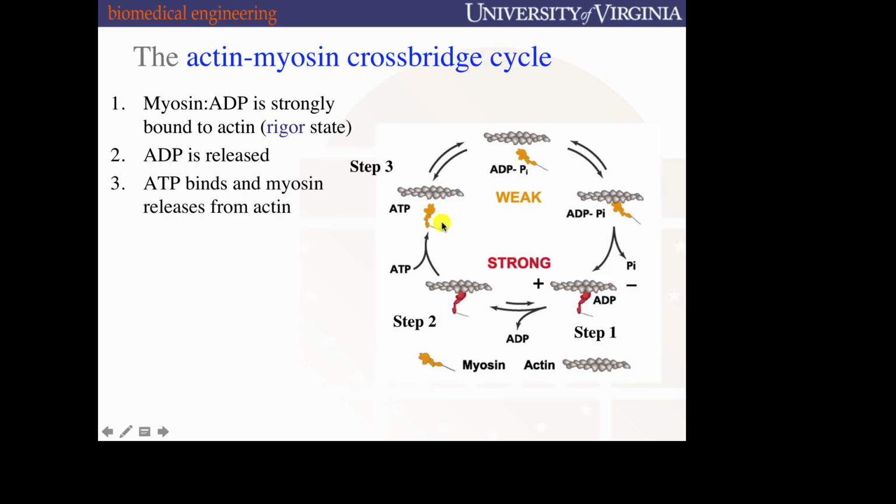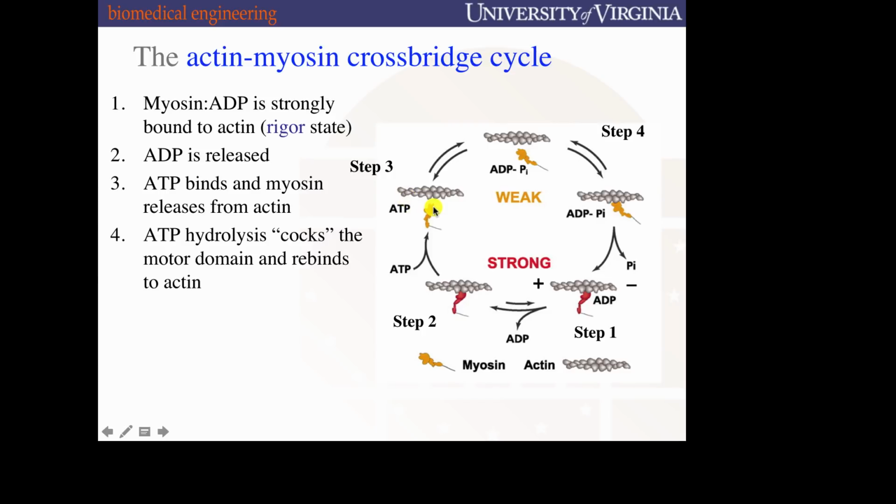Step 3 and 4 are in this sort of weak zone, right? So the first, step 3, ATP is going to bind to myosin, and myosin's going to release. Okay, that's step 3. It's binding and releasing. Okay, so ATP is a weak binder for filamentous actin, right? So for F-actin. So the loading of ATP weakens that bond and it'll let go.